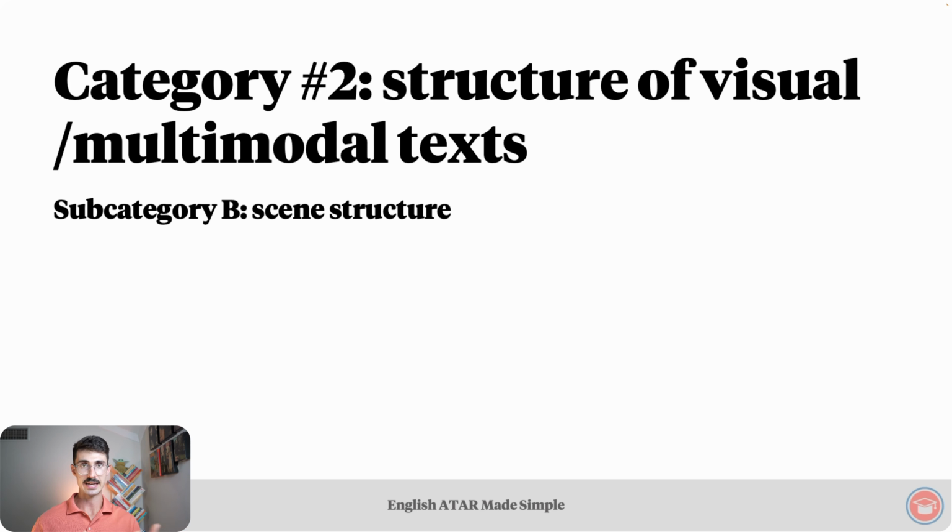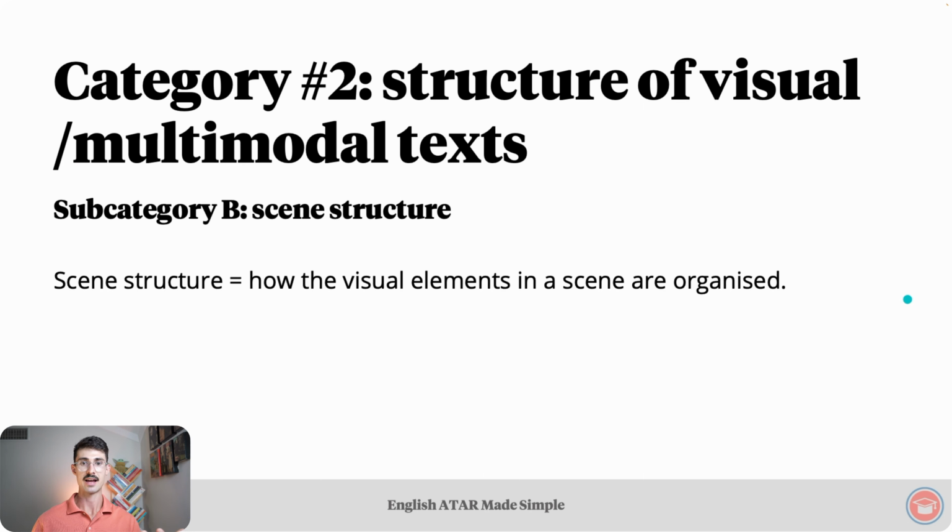Subcategory B, however, is a bit different from subcategory B in category 1. Instead of passage structure, we've got scene structure. And this refers to how the visual elements in a scene are organized. Nice and fresh example of how the visual elements in a scene are organized, we've got the Gom Jabbar scene from the previous lesson on language patterns. The way the shots of Paul and Jessica alternate throughout the entire scene is an example of a structural element being used.